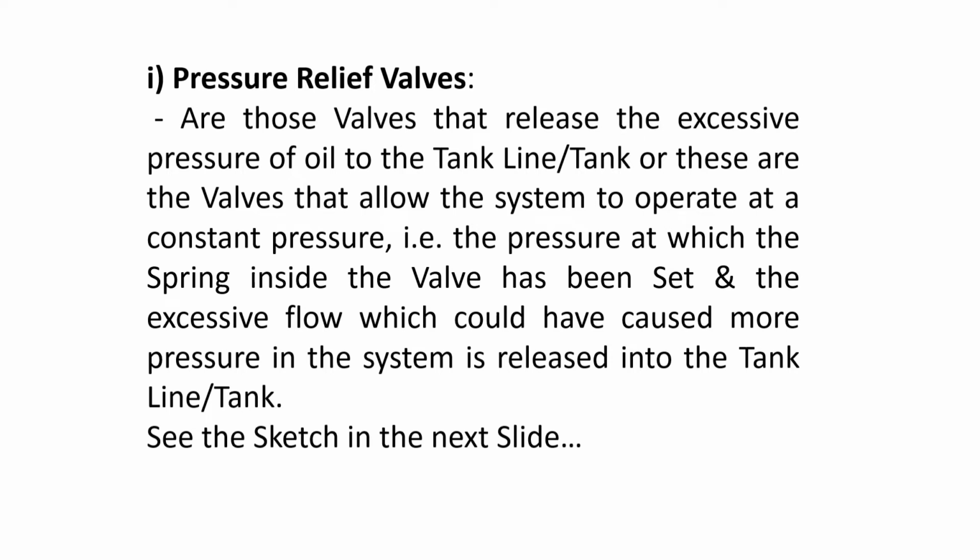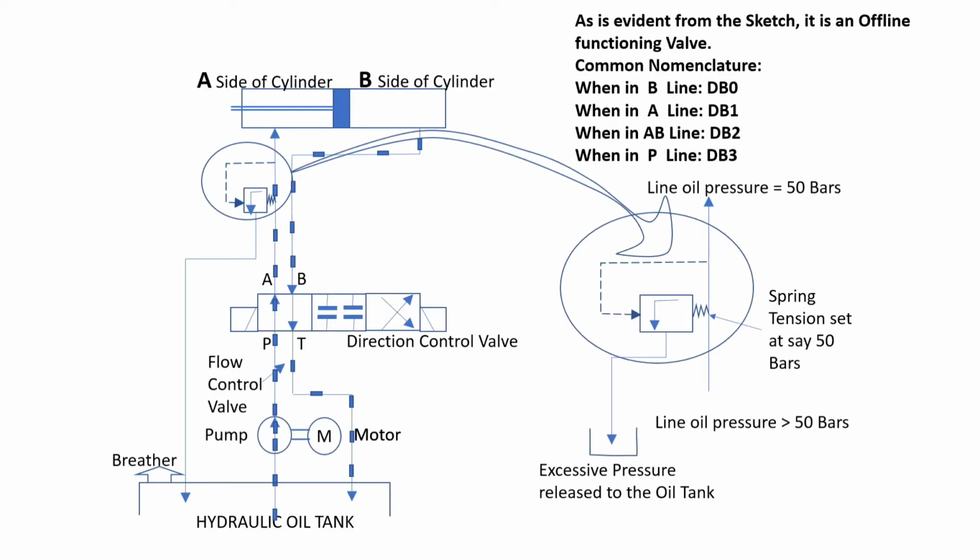Here we'll go through the pressure relief valve first. These are those valves that release the excessive pressure of oil to the tank line or tank, or these are the valves that allow the system to operate at a constant hydraulic pressure. That is the pressure at which the spring inside the valve has been set, and thus the excessive flow of the hydraulic oil, which could cause more pressure in the system, is released into the tank line or tank. You'll see the sketch in the next slide, you'll understand it better.